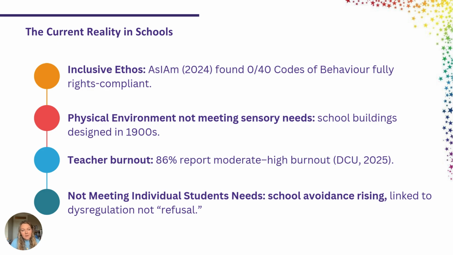Our physical environments in school are not meeting the sensory needs of children. There's a huge rate of teacher burnout. According to a DCU study in 2025, 86% of teachers report feeling moderate to high burnout. And at the moment, in schools, we're not meeting individual students' needs, which is leading to a huge rise in school avoidance, which is linked to dysregulation.